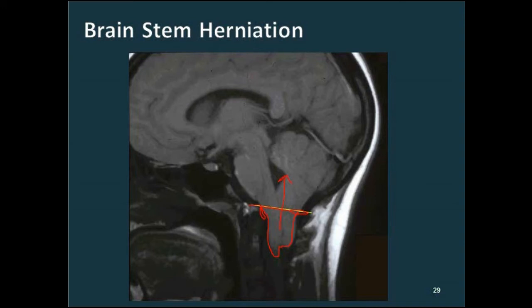Okay, so this is a picture of brainstem herniation. So the yellow line is the level of the foramen. That's where that opening is, and there shouldn't be any brain tissue below this point. But as you can see in, let me get a little pointer here.